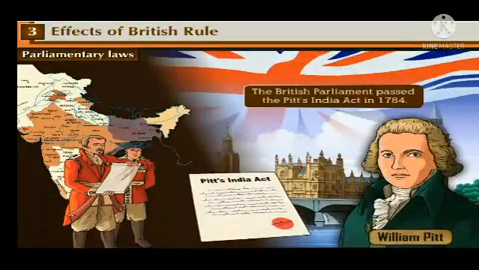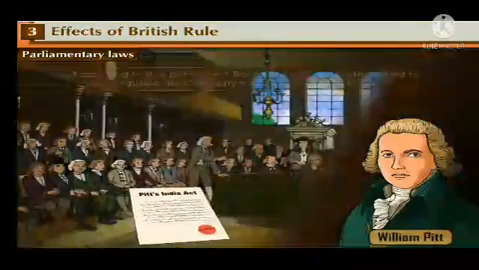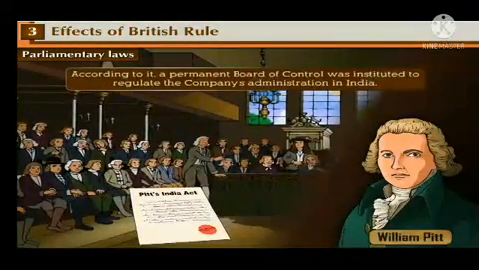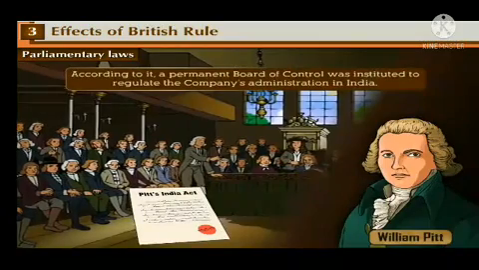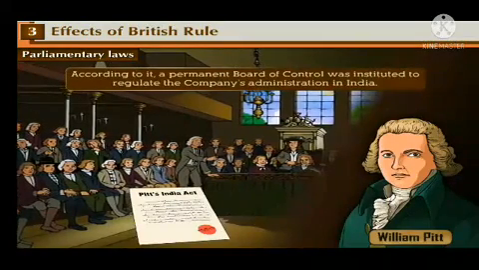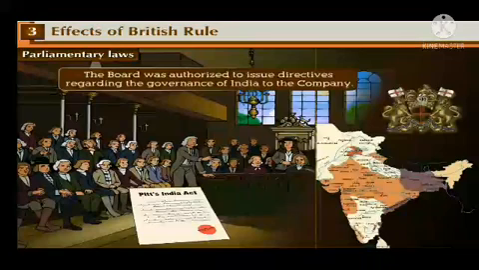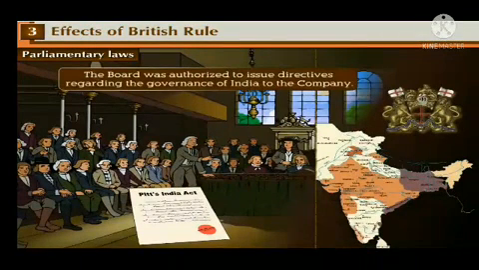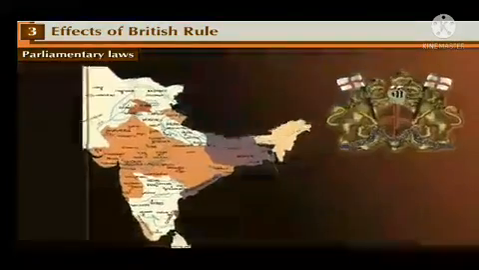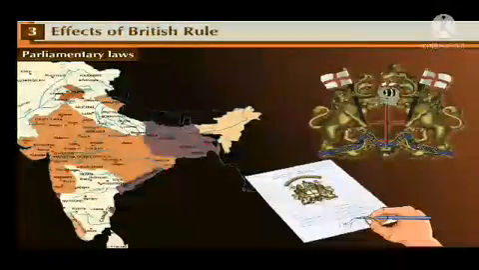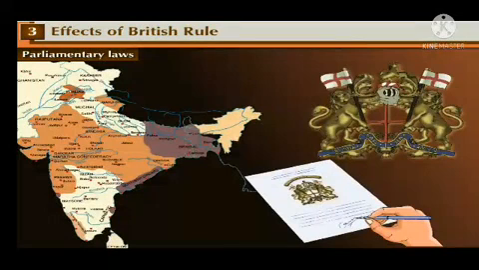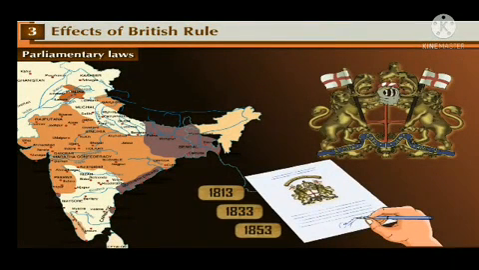The British Parliament passed the Pitt's India Act in 1784. According to it, a permanent board of control was instituted to regulate the company's administration. The board was authorized to issue directives regarding the governance of India through the company. More changes in the governance of the company were introduced through various acts in 1813, 1833 and 1853.